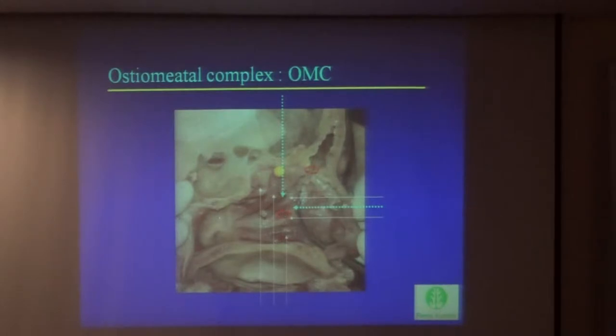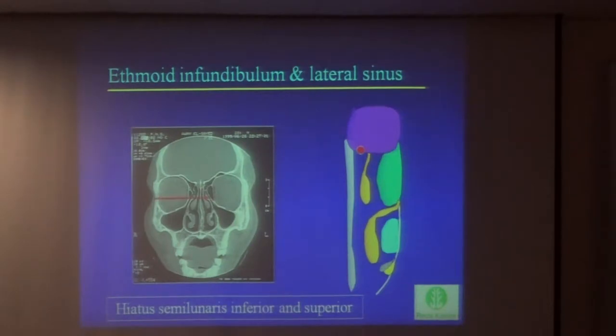Anatomy, the ostiomeatal complex again. This is the uncinate process, and this is the bulla. So this is the door, this is the hiatus semilunaris inferior, and this is the infundibulum. And then we have here again the hiatus semilunaris superior and the suprabullar recess of the lateral sinus.